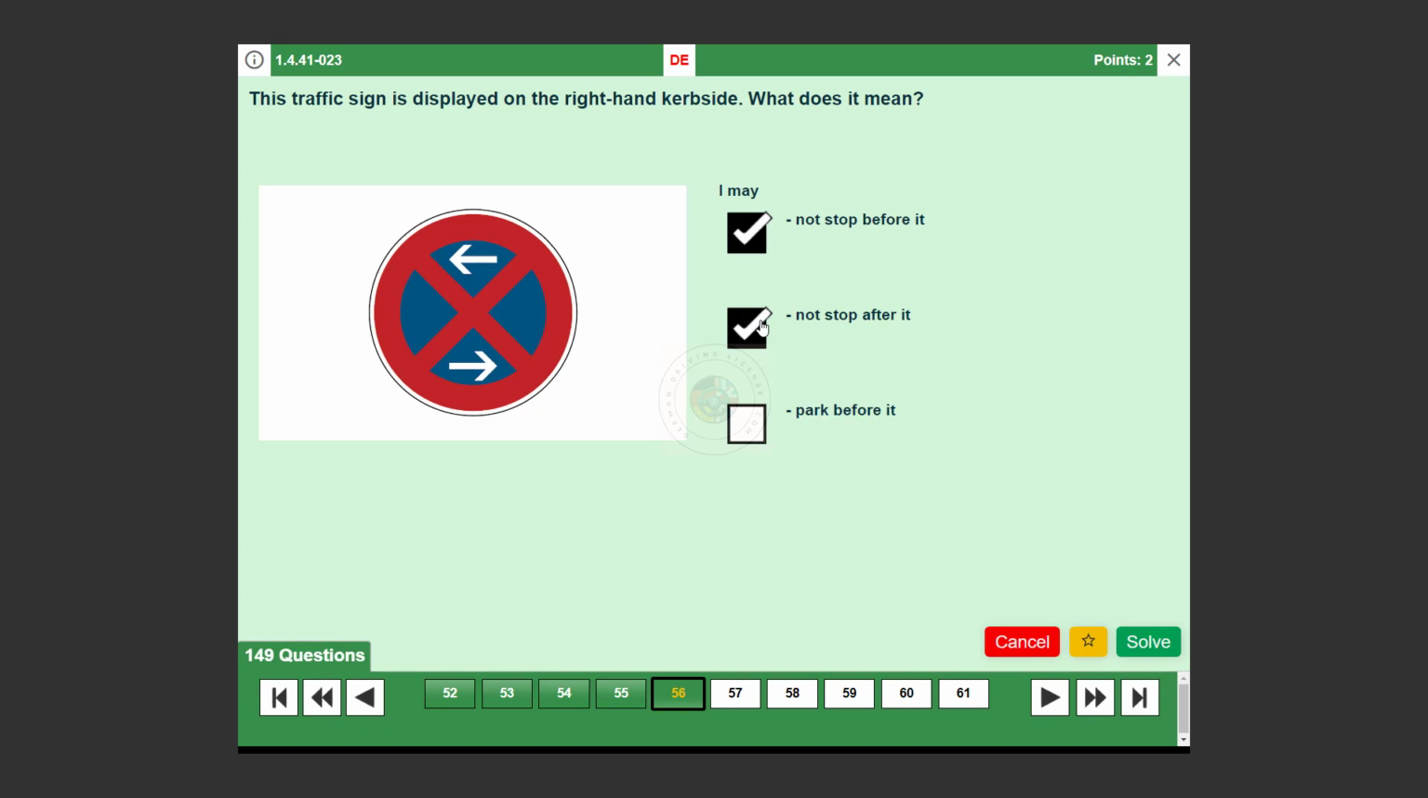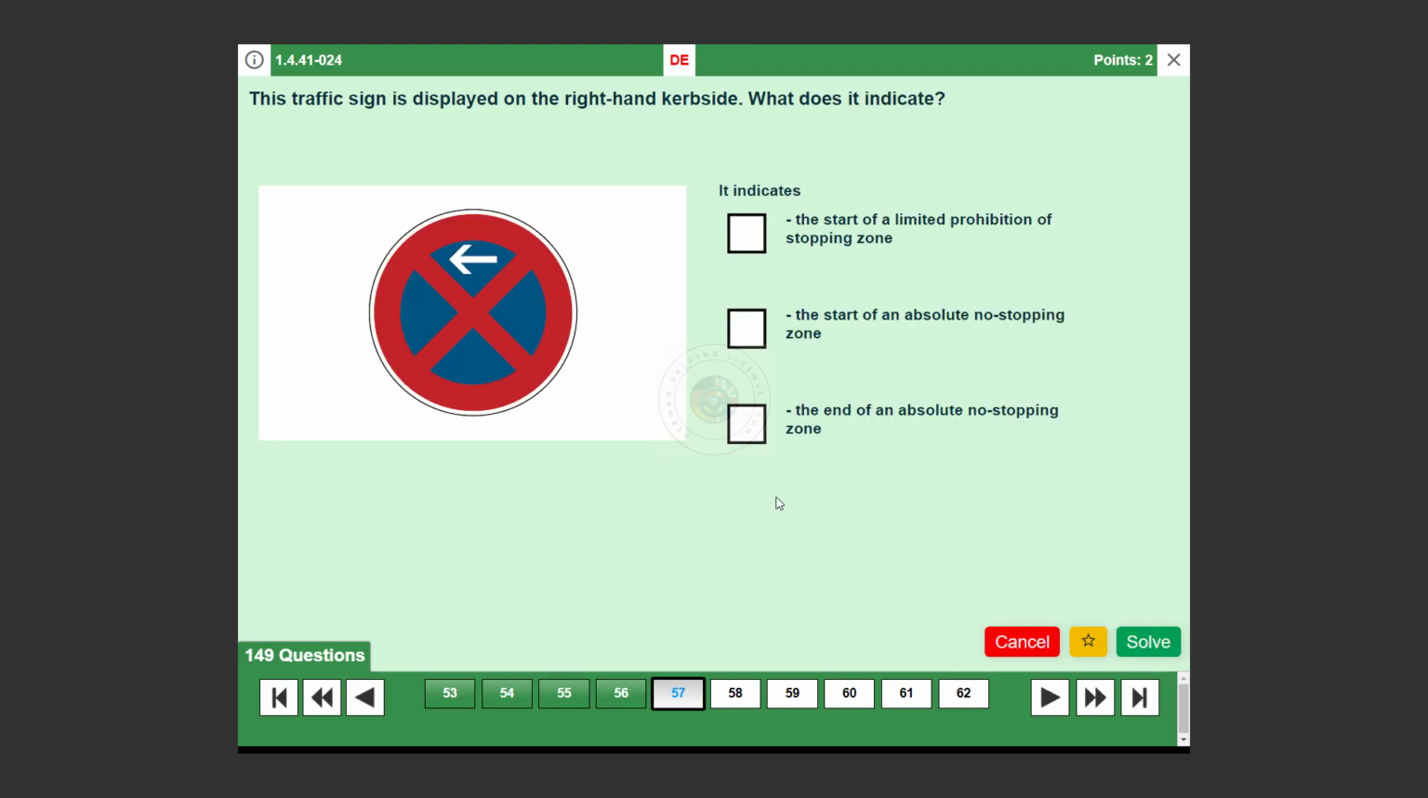Do not stop after it. True. Similarly, stopping after the sign is also not permitted, as it maintains the no stopping zone for a specified distance. Park before it. False. Parking, which is stopping for more than 3 minutes, is not allowed either before or after this sign.